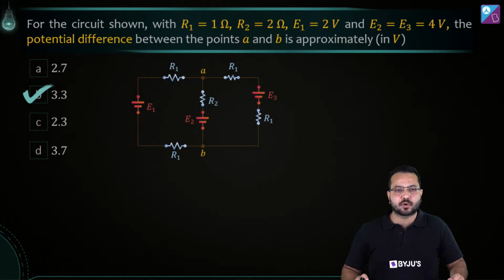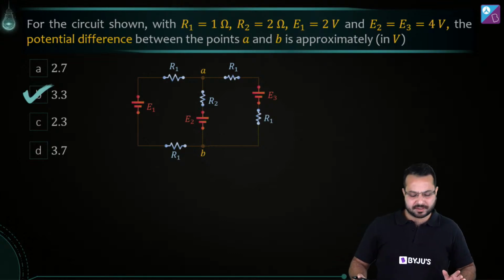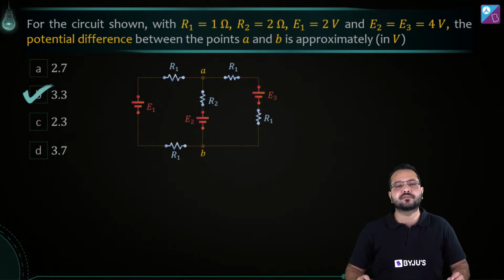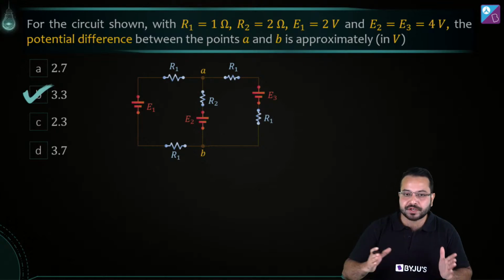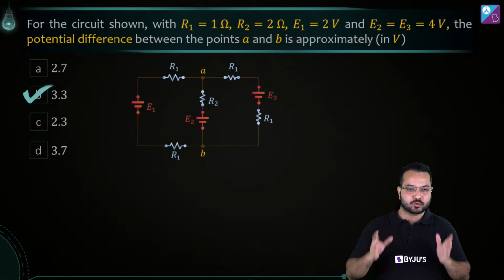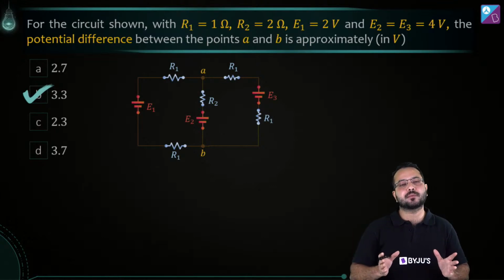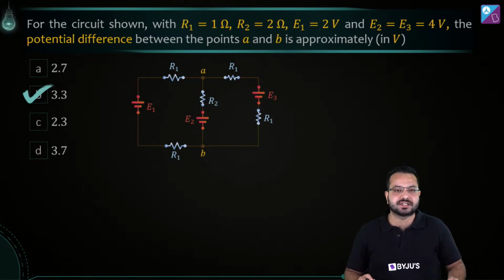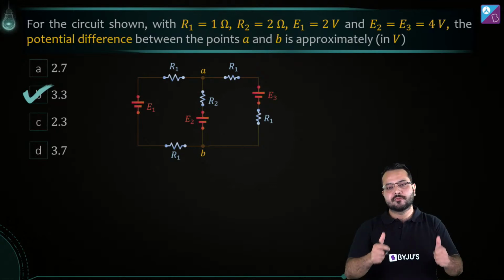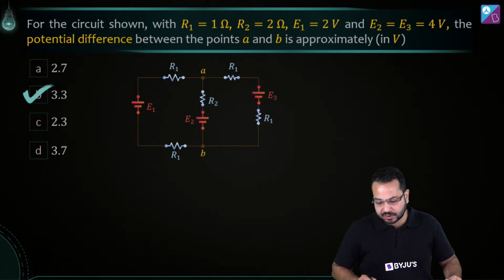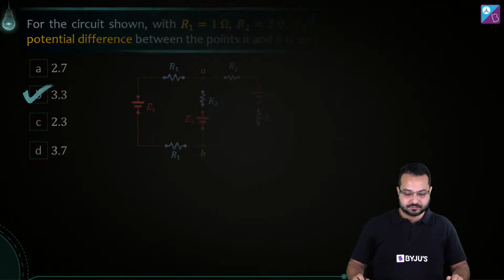3.5. It's fair. It wasn't very straightforward, and a lot of people would be tempted to use KCL, KVL directly. But I'm just showing you there are better methods. Until and unless we have exhausted the better methods, we should not jump to KCL and KVL. All right, perfect. Now let's go to the next question.